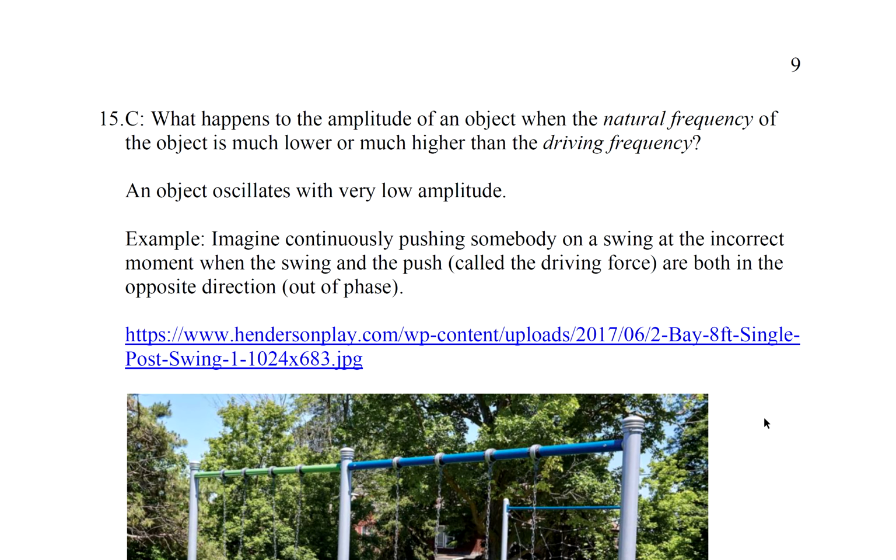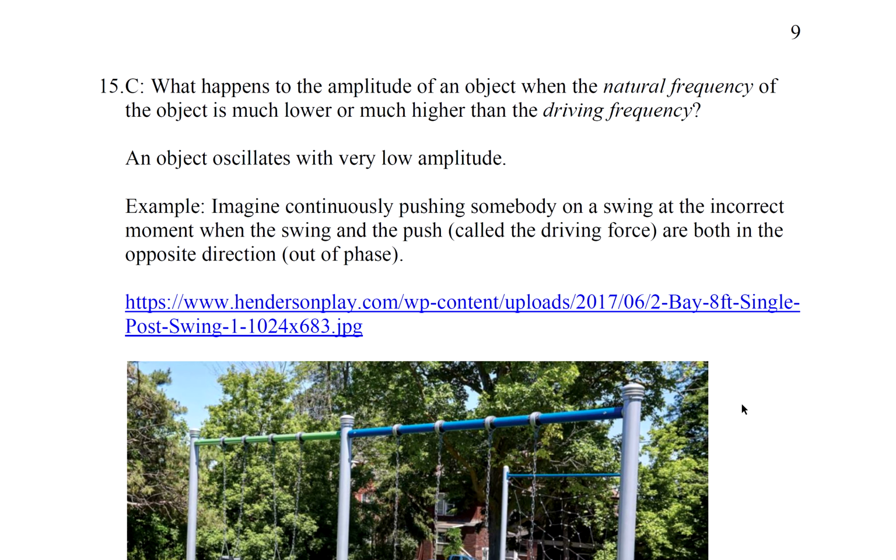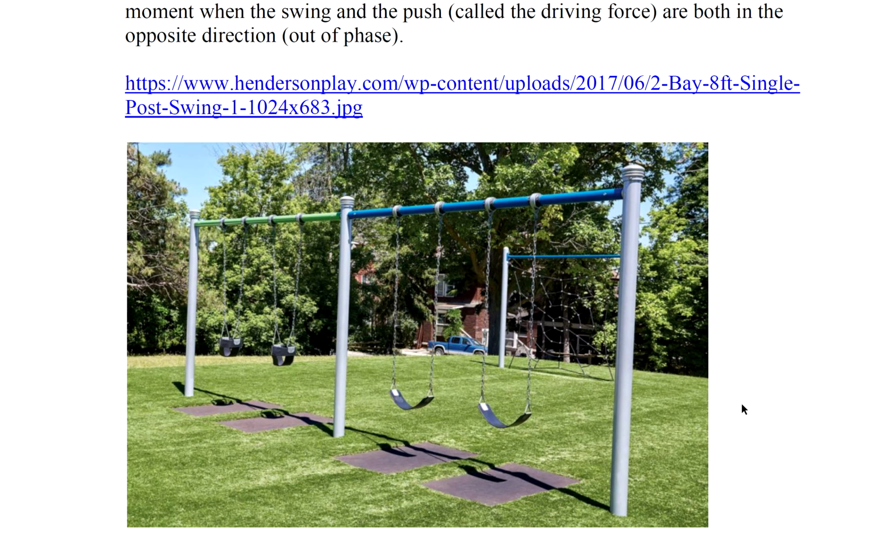Question 15. What happens to the amplitude of an object when the natural frequency of the object is much lower or much higher than the driving frequency? An object oscillates with very low amplitude. So here's an example. Imagine continuously pushing someone on a swing at the incorrect moment, when the swing and the push, called the driving force, are in opposite directions, out of phase. So here are swings.